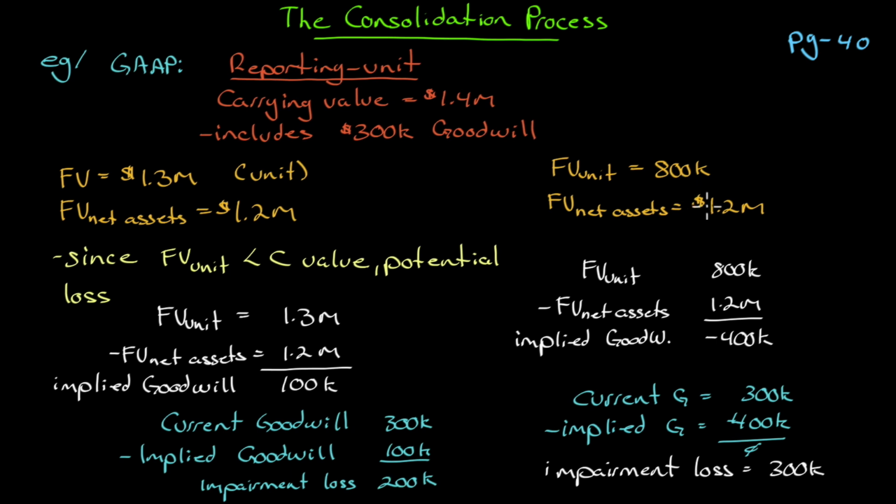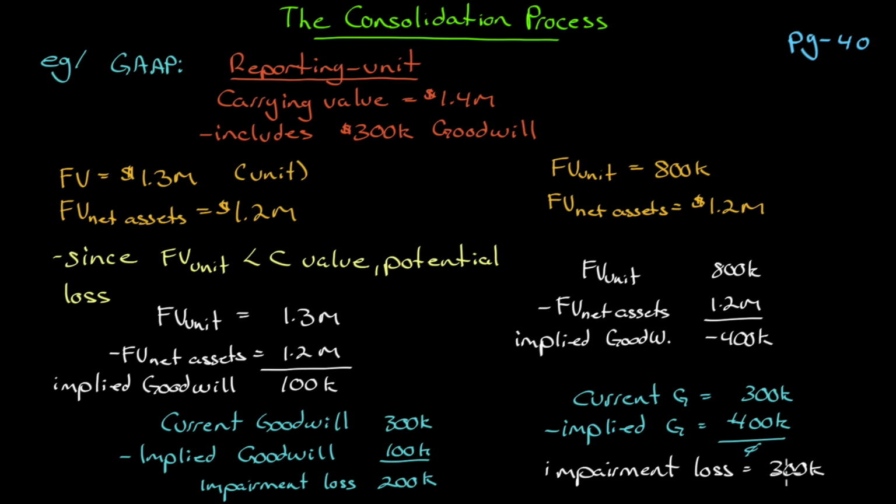What if it were $800,000? Well, the fair value of the unit is $800,000 minus the fair value of the net assets, 1.2. So the implied goodwill is negative $400,000. So current goodwill was $300 minus the implied goodwill of $400. We just go to 0. We don't go to negative. The impairment loss is the full $300, and we stop right there.